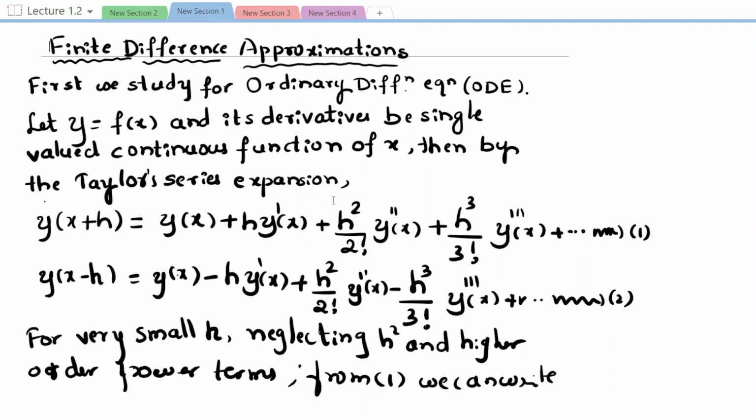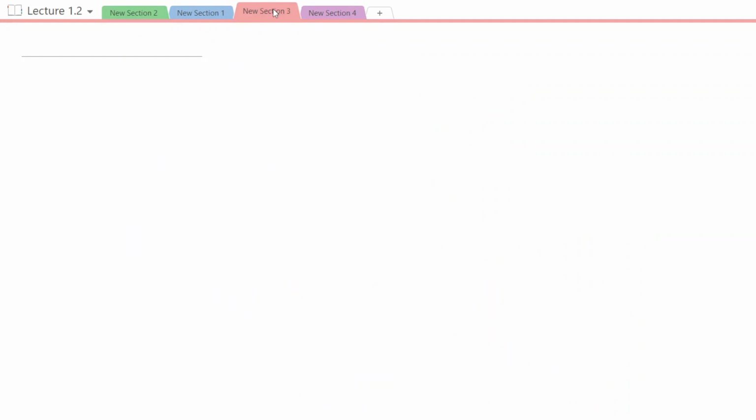Here, when you consider these two equations in second order, y double dash of x is this plus this: y of x plus h plus y of x minus h, then y of x plus y of x, which gives two times y of x.